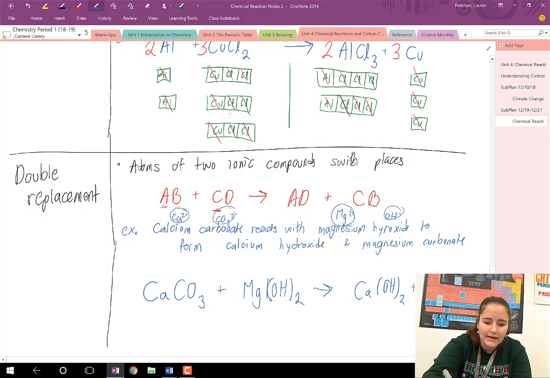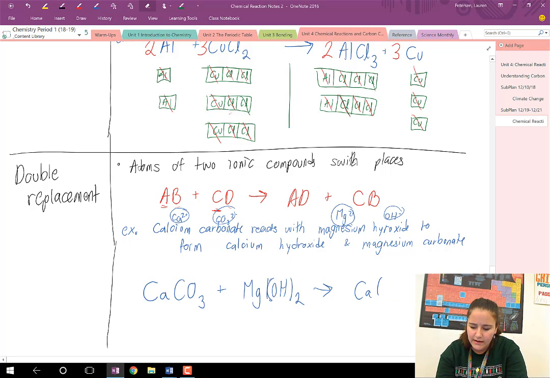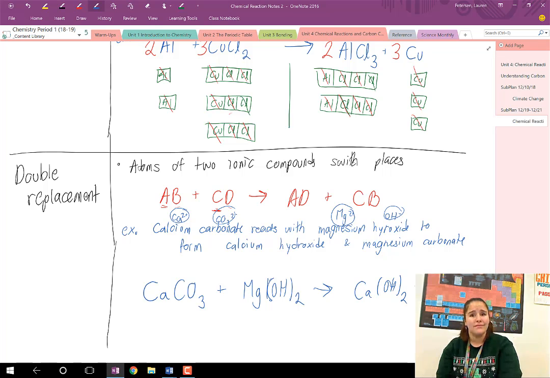Oh, oopsie, my calcium hydroxide was wrong. I was testing you guys. Did you get it? Why am I going crazy here? Oh, okay. Sorry, don't know why I did that. Calcium hydroxide and magnesium carbonate, because they are a 1-to-1 ratio. And if I look, cool, that one's already balanced. So I don't even have to do anything.